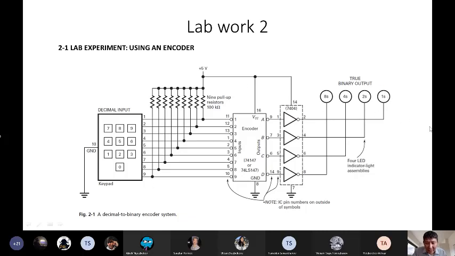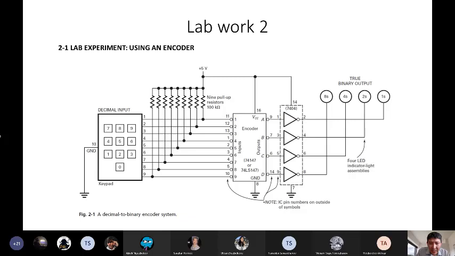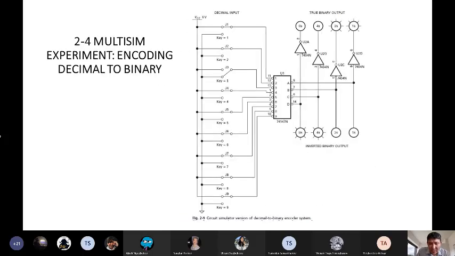These are real circuits that can actually be assembled in hardware, when we have real integrated circuits, this keyboard, etc. But they also offer a simpler version. Actually, it's a 2-1 lab experiment using an encoder, but there is also a Multisim version, 4-2. It doesn't matter, you can assemble this one, but you can also assemble that one.